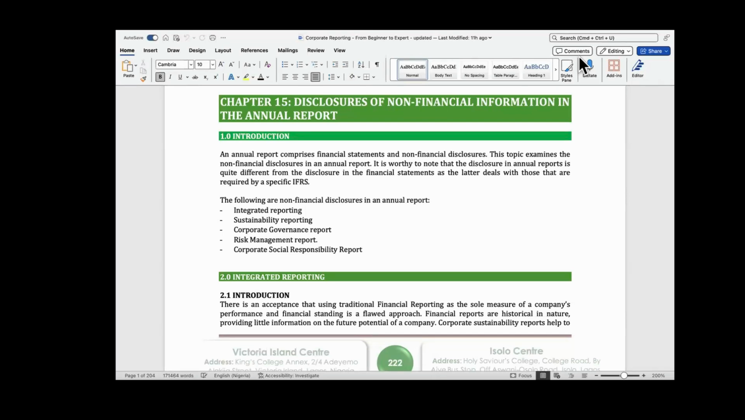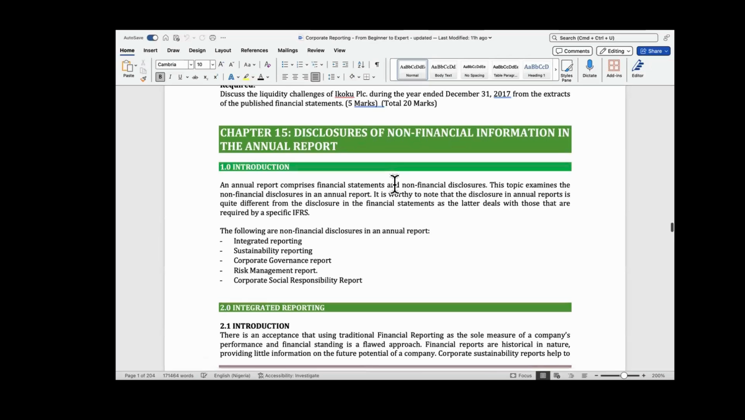And what that part is looking at is disclosure of non-financial information in the annual report. So when you have an annual report, it has financial statements inside of it, and there is some non-financial information. You already know that the financial statements are the statement of profit or loss and other comprehensive income, the statement of financial position, the statement of cash flows, the statement of changes in equity, and notes to the financial statements, and also your accounting policies. That is the financial statement.